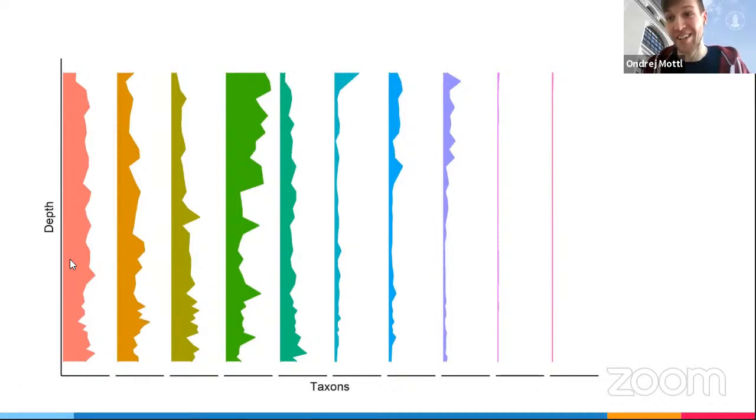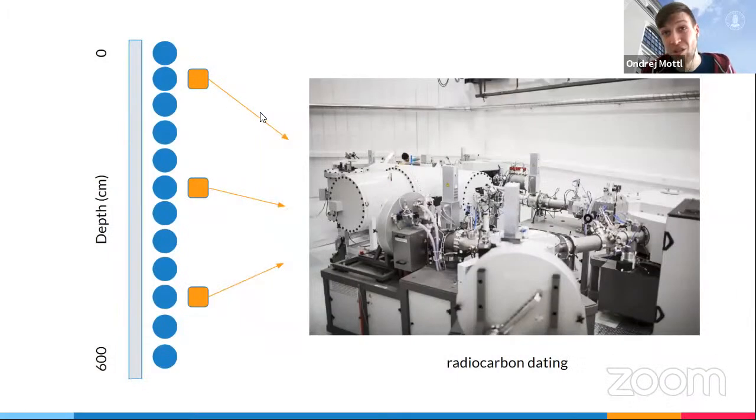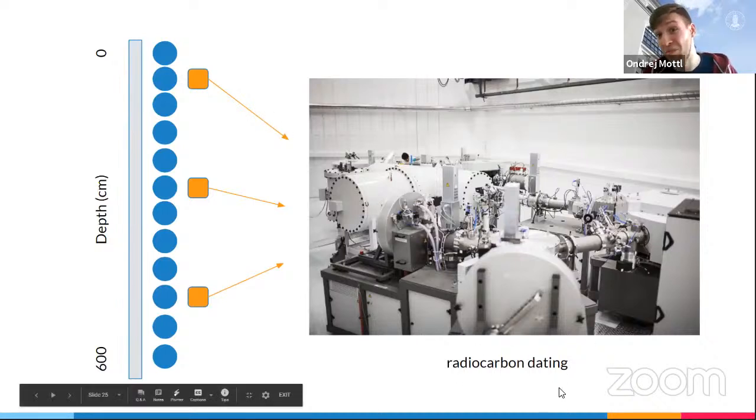But as I said, depth is cool to have, but it's much more interesting to have an age, right? Because depth is not telling you much. If you want to compare two different cores to each other, for example, then you will need to have time to tell something ecologically interesting, right? So how do you get a time? You need to get radiocarbon dating.